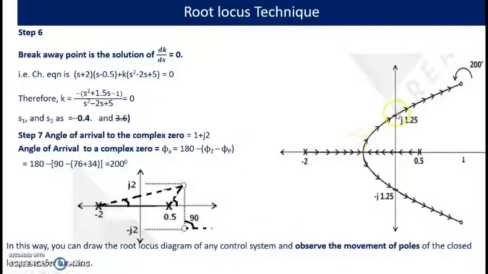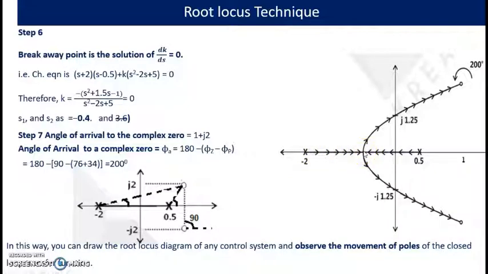So now we know the imaginary axis crossing point, that is plus j1.25 and minus j1.25, and breakaway point is minus 0.4, and the angle of arrival is 200 here. Here it is minus 200. So complete the root locus. This ball will move along in this direction. This ball will move along in this direction.